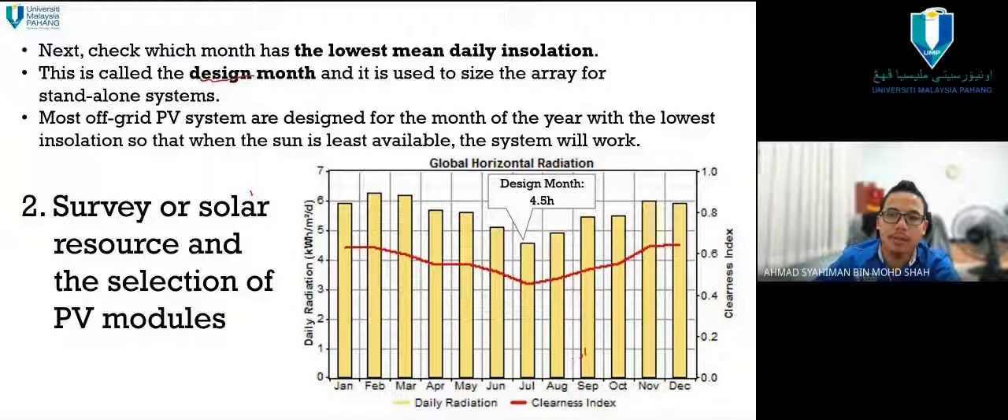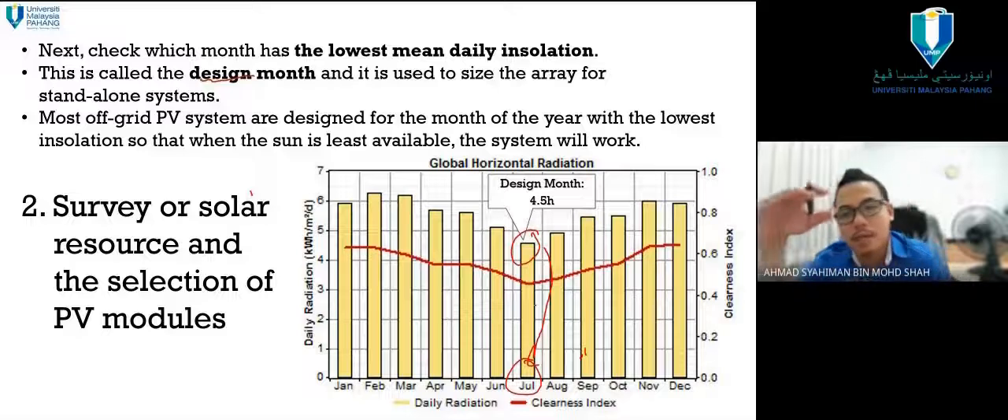For example, this data is just a simple one. I don't know, to be honest, which country or which state it is. But the most important thing is to find the design month. The design month is where the PSH has the lowest value. For example, here, in this data, it is July. So our peak sun hours will be based on July, 4.5 hours.